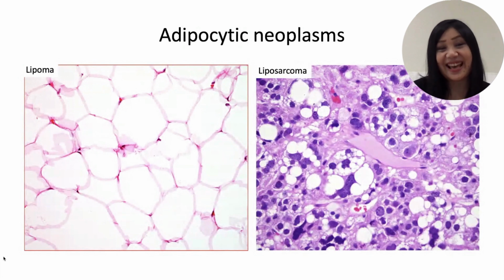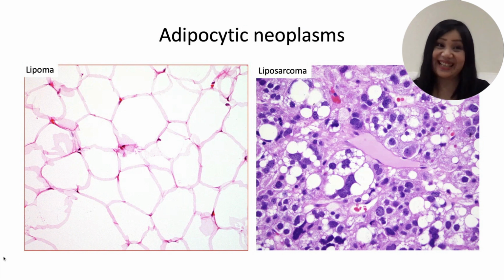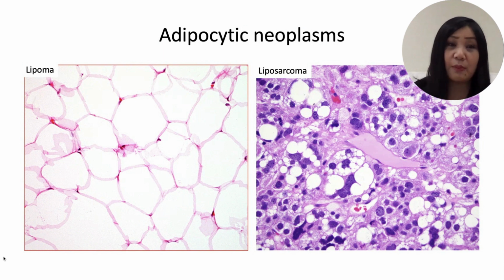So, of course, we can split adipocytic neoplasms into obvious benign and malignant. So, lipoma, a very clear-cut lipoma on the left, shows no discernible atypia or mitotic activity or necrosis, in contrast to a high-grade liposarcoma on the right. And we have very prominent pleomorphic lipoblasts.